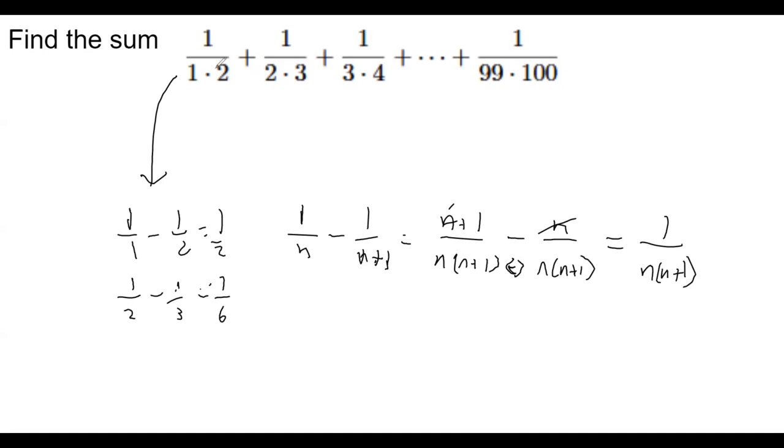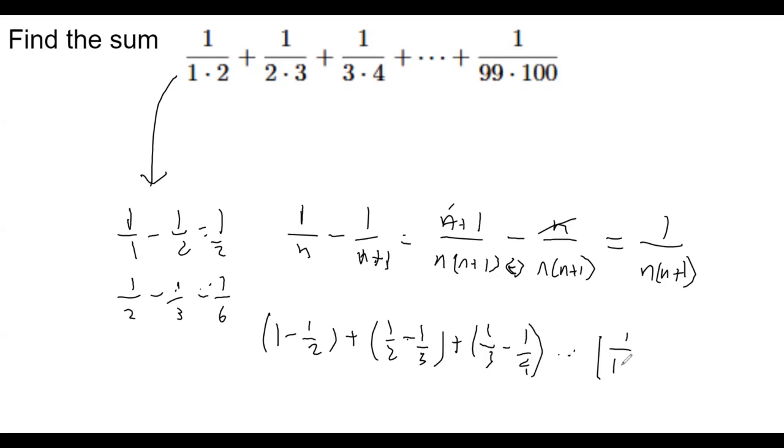So now it's not just 1/2 plus 1/6 plus 1/12, it's 1 minus 1/2 plus 1/2 minus 1/3 plus 1/3 minus 1/4, and so on until you get to 1 over 99 minus 1 over 100.